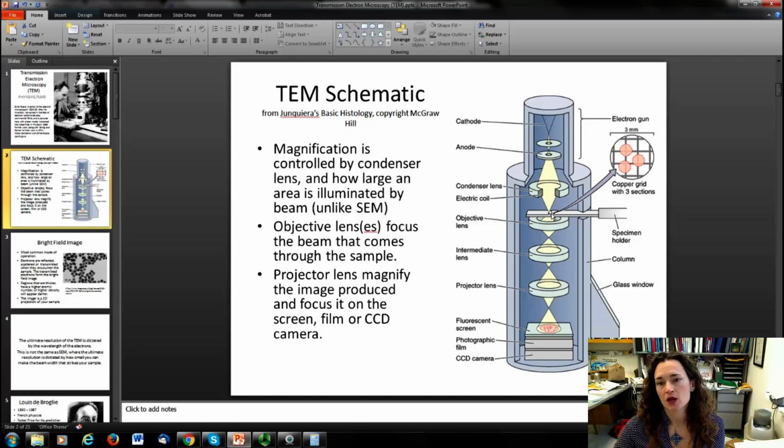All right. So the condenser lens focuses the beam down. The beam passes through that sample. Most TEMs have a load lock here on the side where you load your sample in.